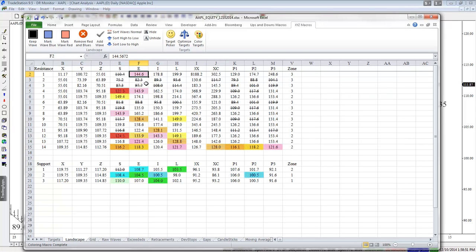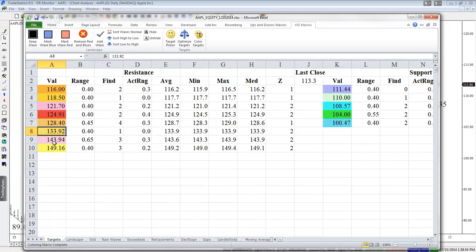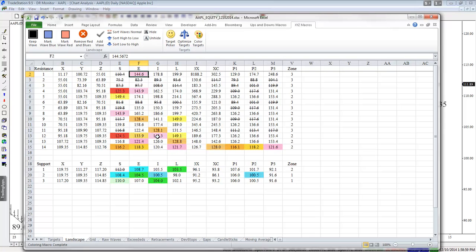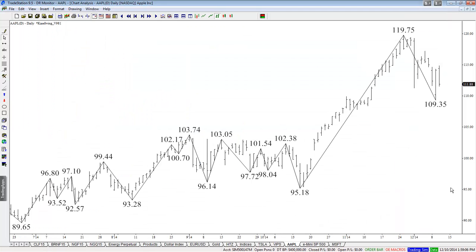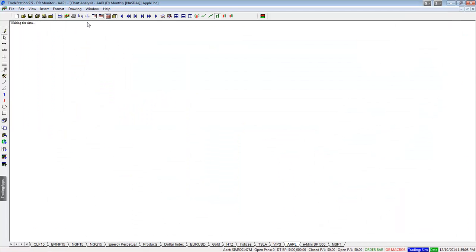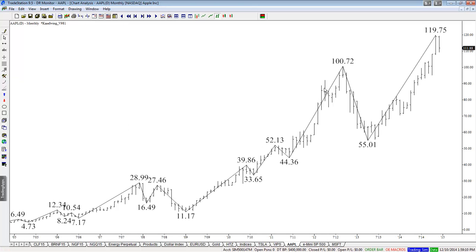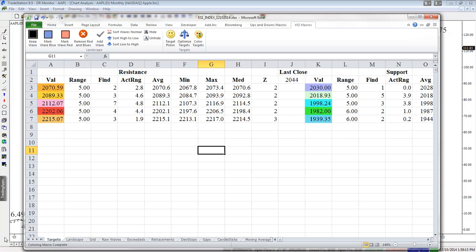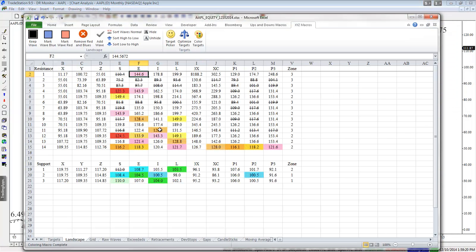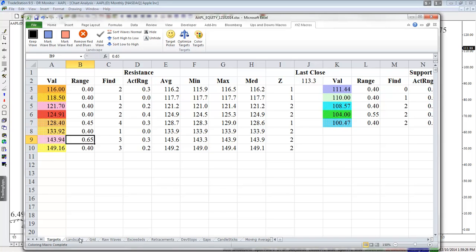Now 143 is the area, or really I think I have it as 143.90, 144, let's call it. That's the most significant level because that's the equal to target for this long-term move up from the swing low of 11.17. So if we look at a monthly chart, that 11.17 up to 100.72, that equal to projection is 144.60. Okay, right around our $144 target within a plus or minus 65-cent range.